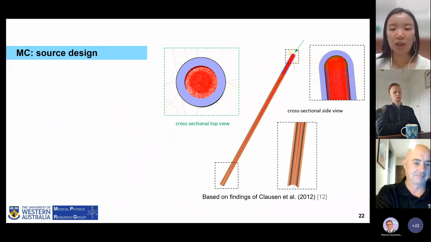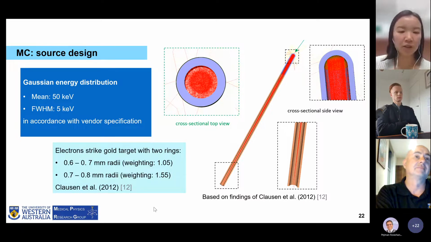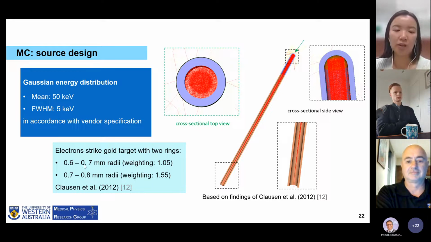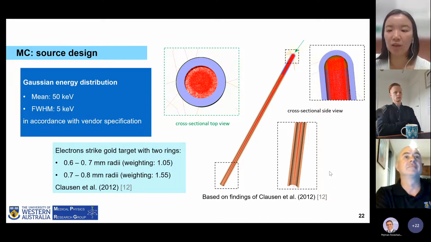The Monte Carlo source is an electron source with a Gaussian energy distribution with mean 50 keV and full width half maximum 5 keV in accordance with vendor specification. According to Clausen et al., the electrons strike the target with 2 rings, one with 0.6 to 0.7 millimeters in radii with a weighting of 1.05 and a secondary ring with 0.7 to 0.8 millimeters in radii with 1.55 weighting. Clausen et al. found that all the other rings were negligible. So this is how I've modelled the electron source on Monte Carlo.